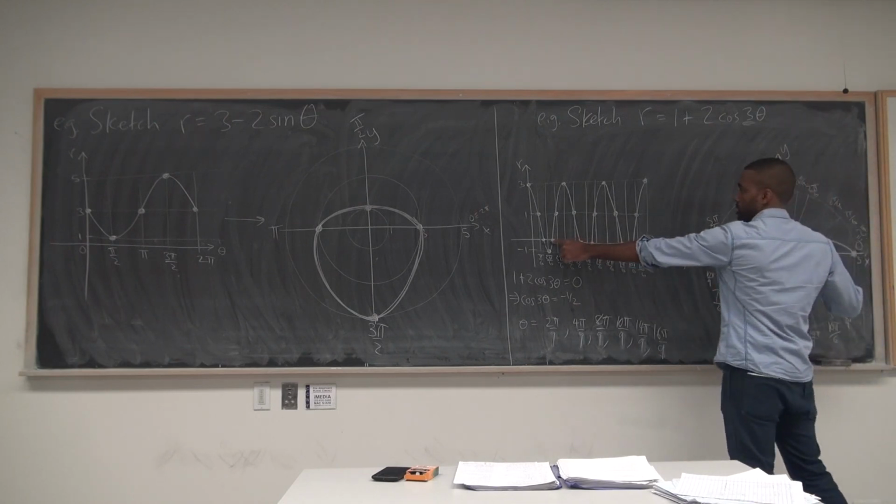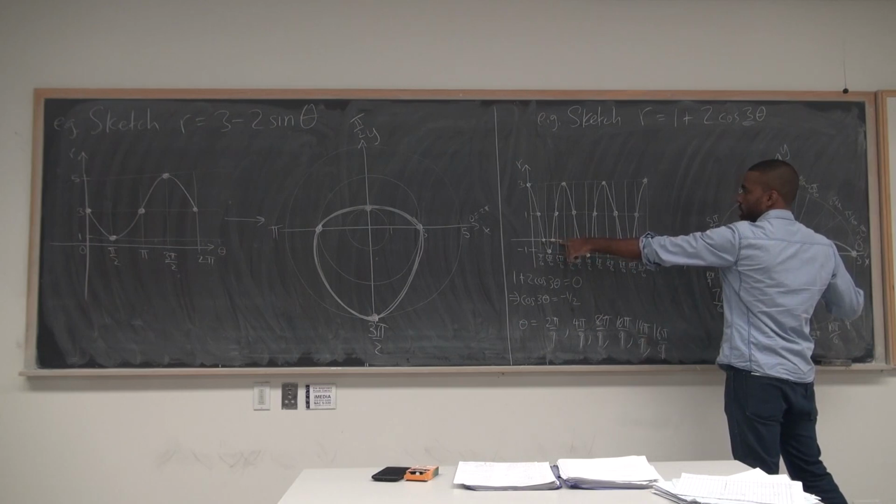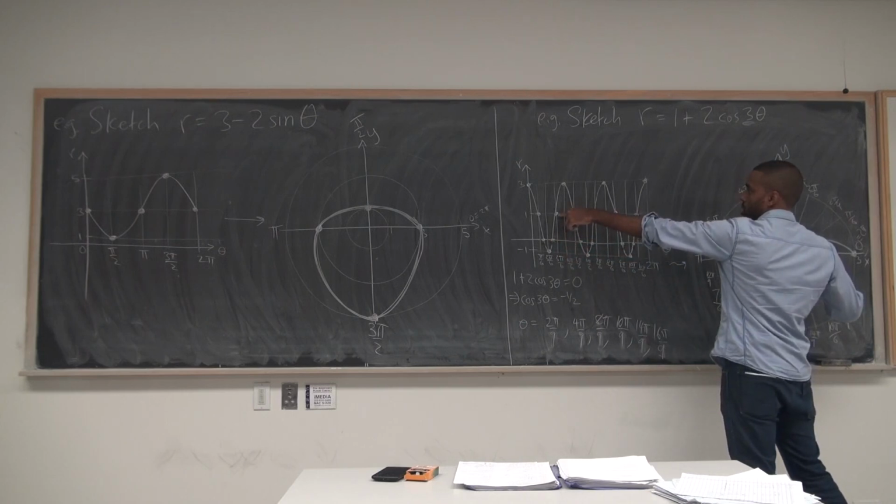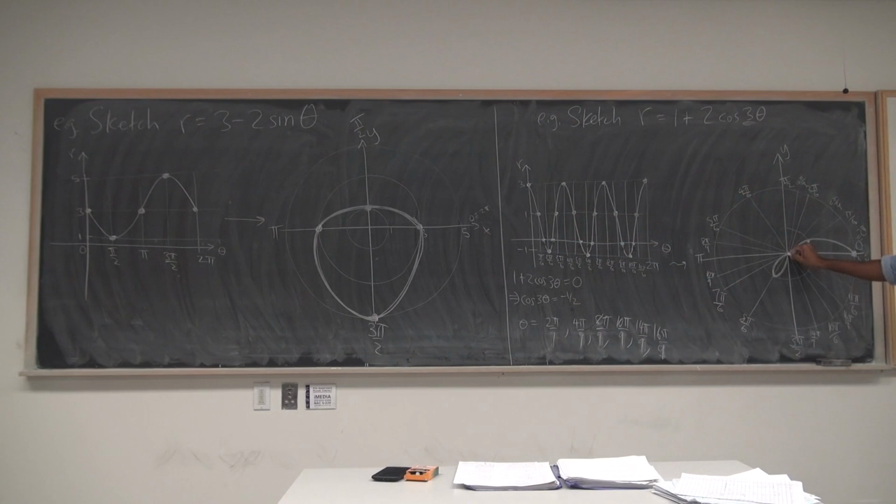I'm right here. Right? So my next angle I hit is 3 pi over 6. Where should I be? On the circle of radius 1. Right? So 3 pi over 6 is this angle. I'm going to jump back to the circle of radius 1. So I'm going to make that little jump here.